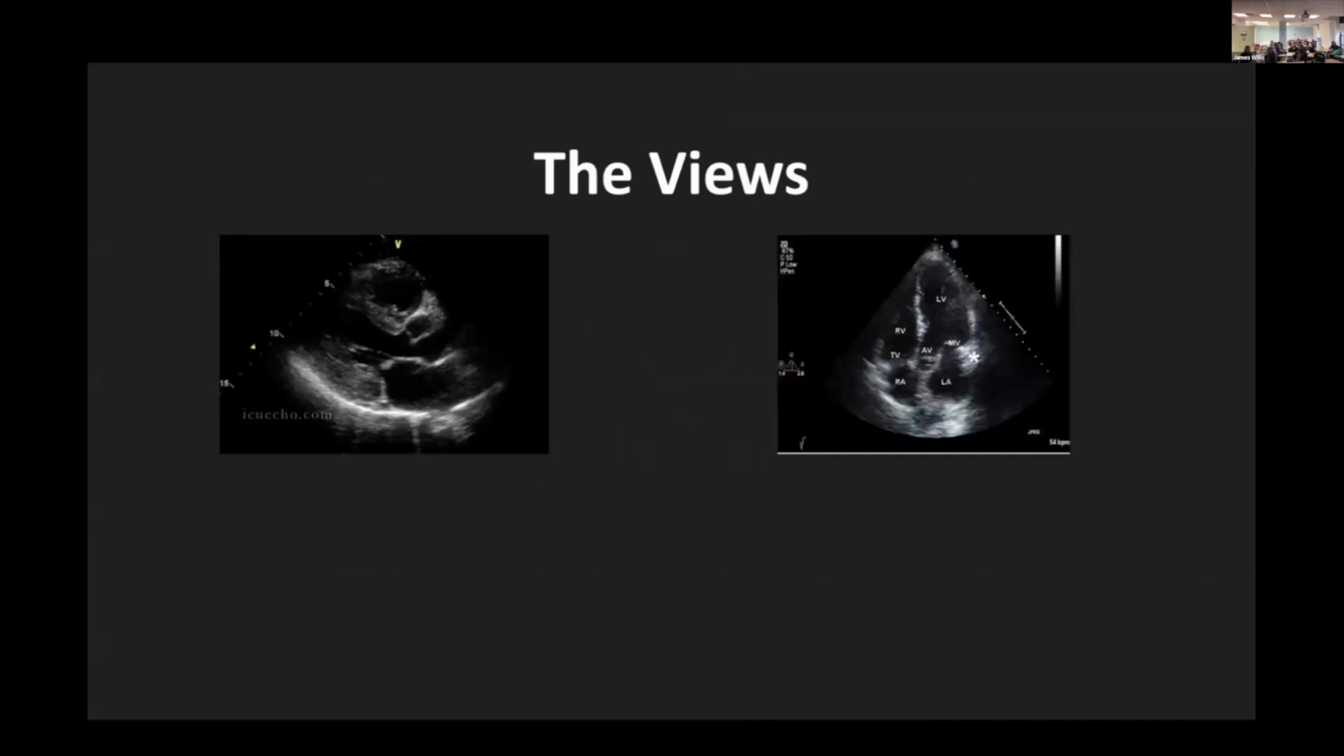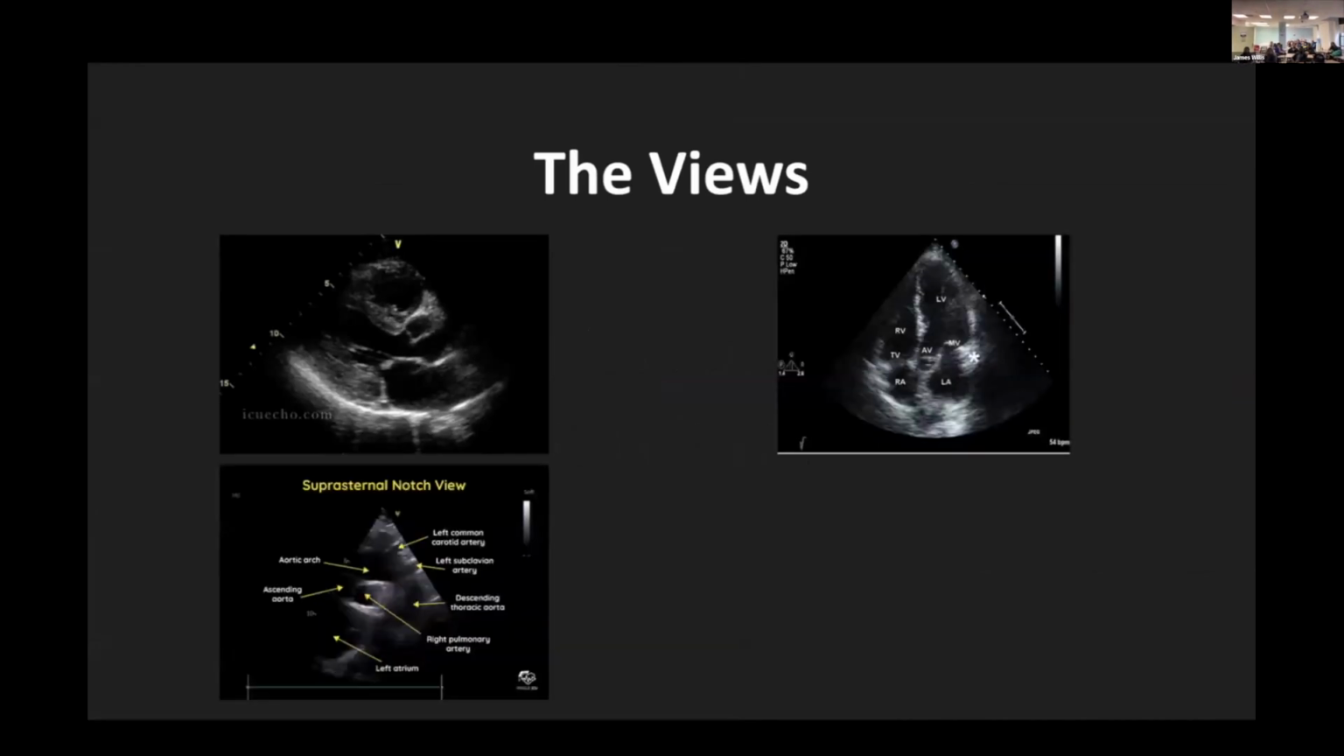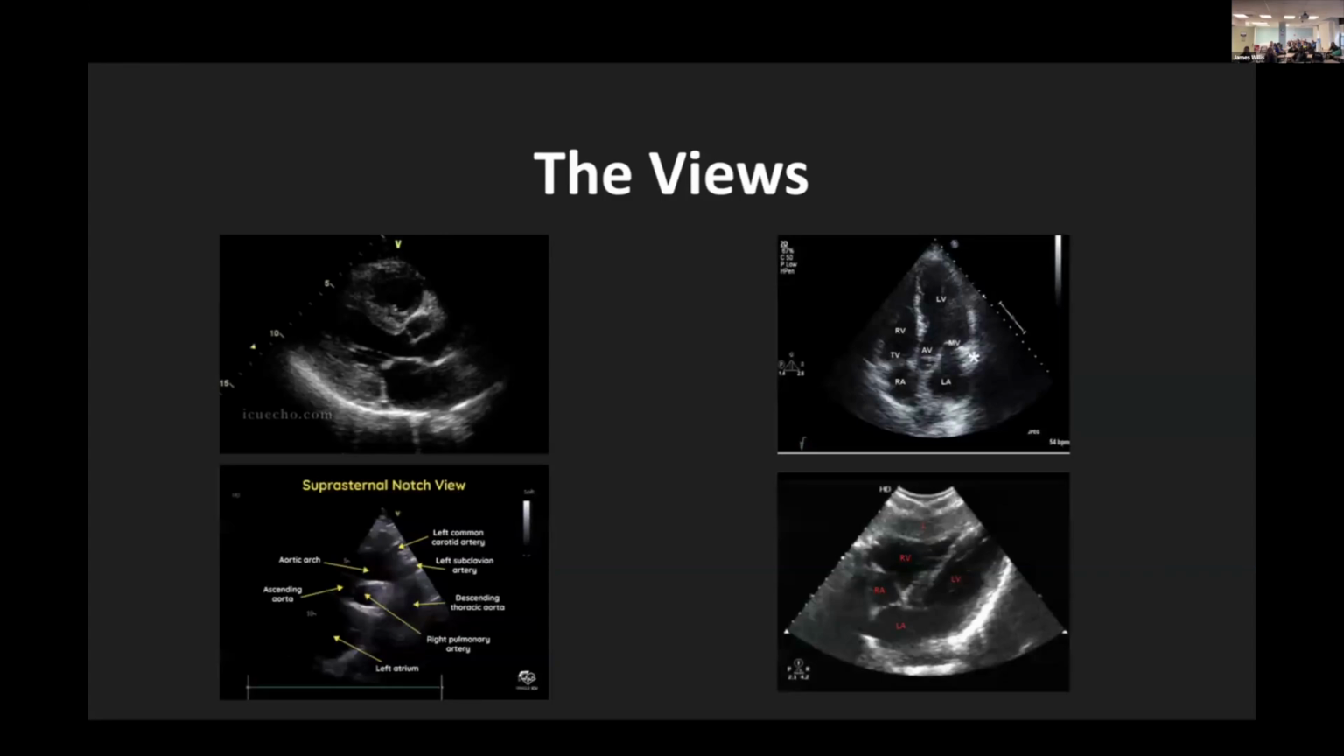All right, but there are also extra views that you can kind of add in to try to explore this a little further. We're going to go through these. The parasternal long axis view we already do, the apical 5 chamber. We're going to talk about introducing the suprasternal view, and then the subxiphoid view. We'll talk about extra things you can do there.